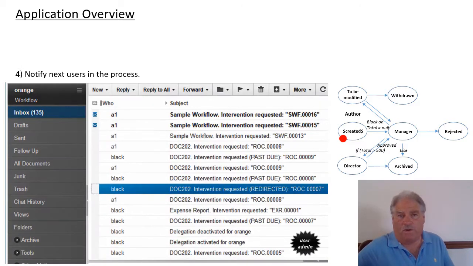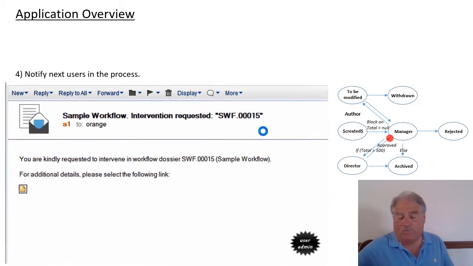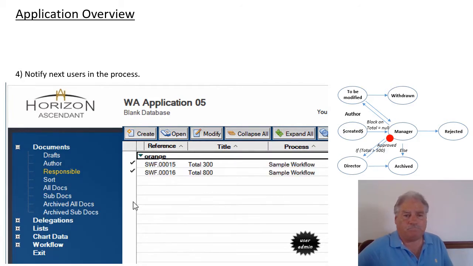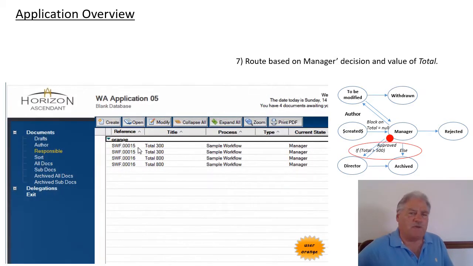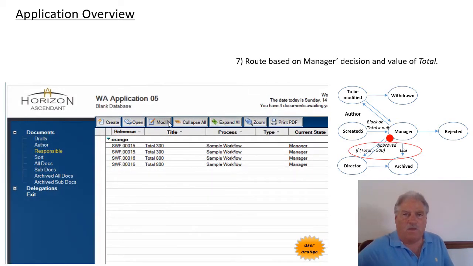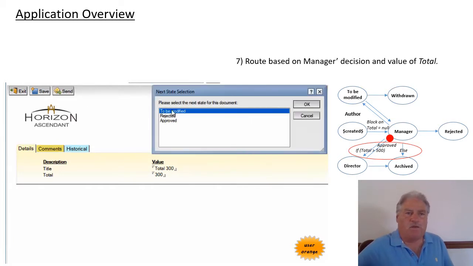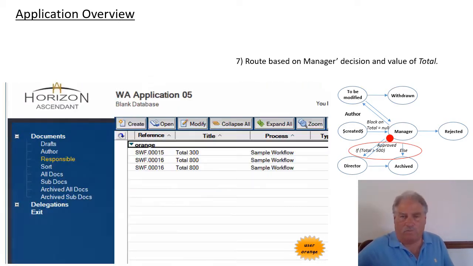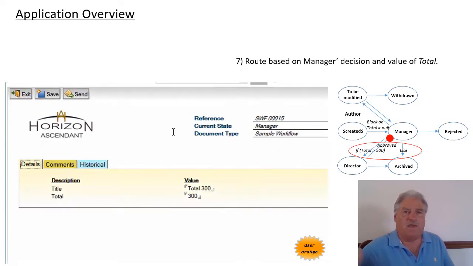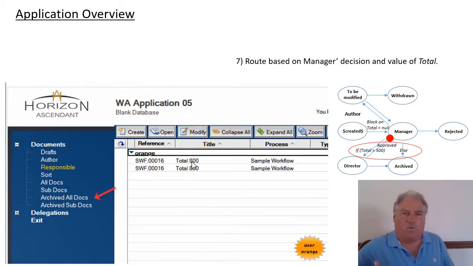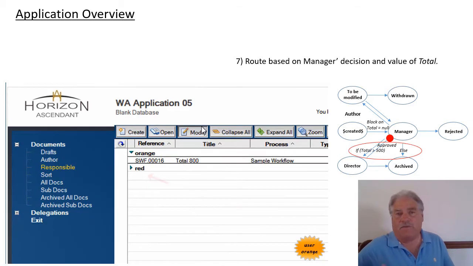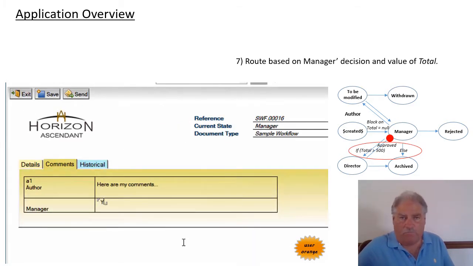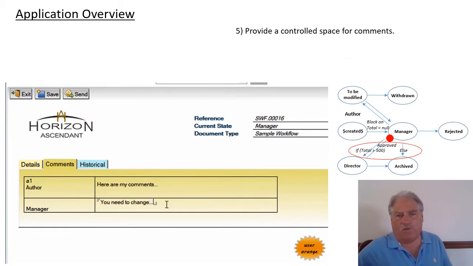Users need to be notified when it's their turn to intervene in the process. Relative to document routing, the basic rule types are manual and automatic. In our particular example, manager can reject a request. You can approve the request, and if the amount is over a certain figure, it will be routed to director. Otherwise, it will be archived directly.